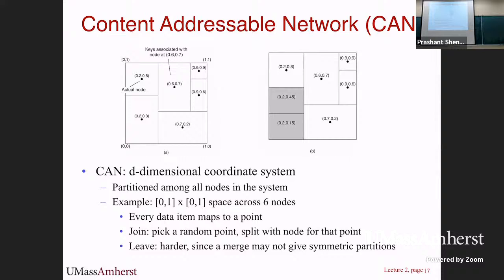Yes, question. Does communication only happen with immediate neighbors? That's a good question. And that's essentially how a query is routed through the peer-to-peer network.